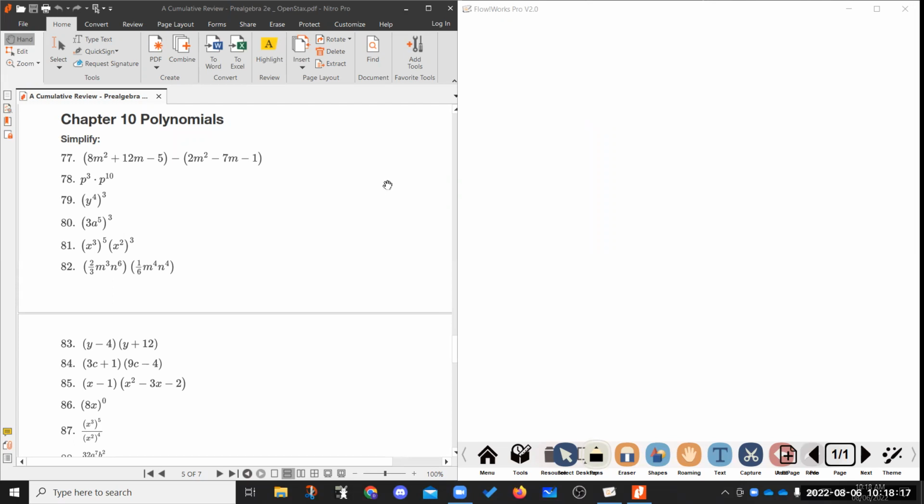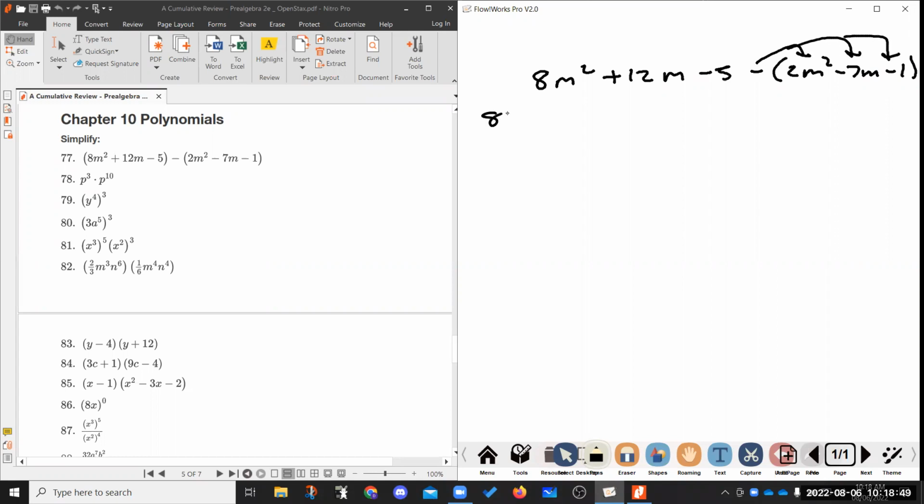In this video, we're going to be talking about Chapter 10, Polynomials, from the Cumulative Review exercises from the OpenStax 2nd edition pre-algebra textbook. Starting with problem number 77, 8m squared plus 12m minus 5 minus the quantity 2m squared minus 7m minus 1. We're going to distribute this negative over the parentheses. 8m squared plus 12m minus 5 minus 2m squared plus 7m plus 1.